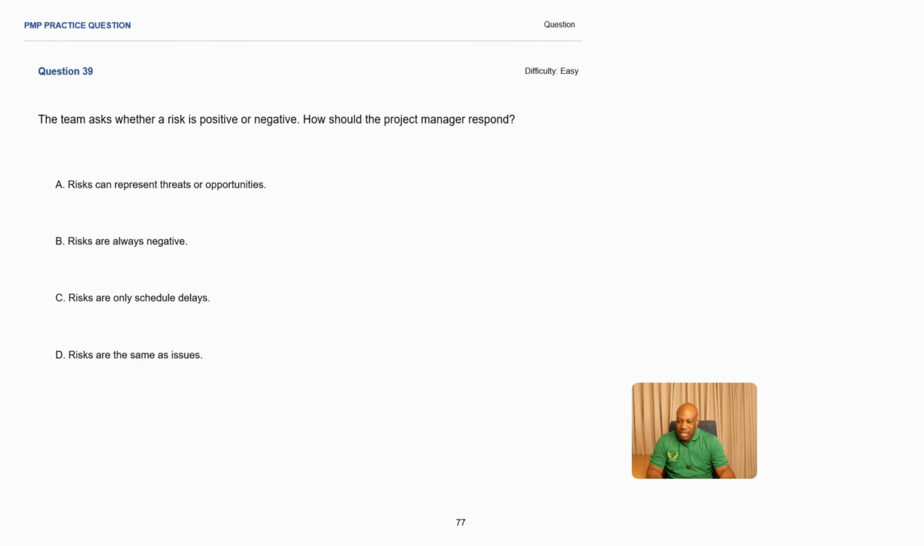Then practice question number 39. The team asks whether a risk is positive or negative. How should the project manager respond? So the team is expecting the project manager to respond. They want to understand whether the risk is positive or is negative. So let's go through the answers now. Risks can represent threats or opportunities. Okay, you want to respond as a project manager. The difficulty level here is easy.